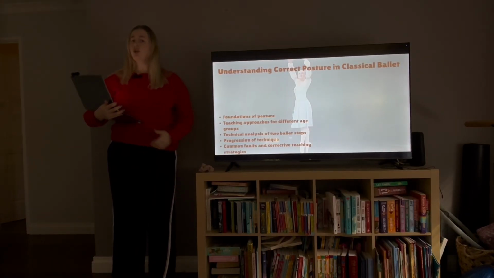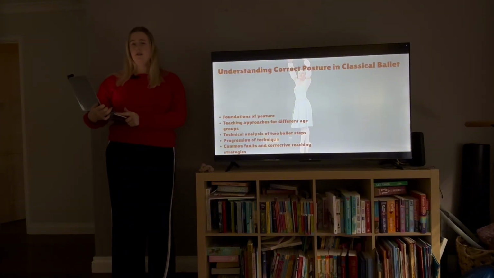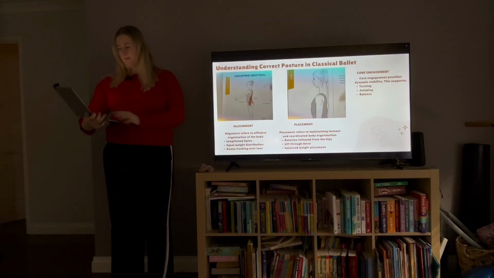The things that will be included in my PowerPoint presentation will be foundations of posture and how to articulate it, teaching approaches for different age groups within different ballet steps in the RAD syllabus, progression of techniques, and some current faults and corrective teaching failures.